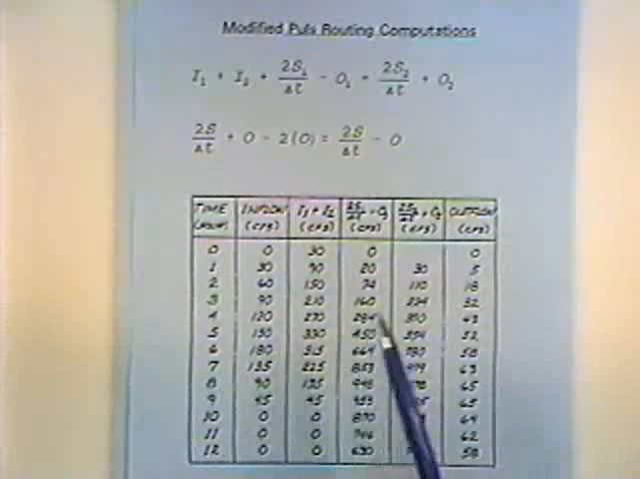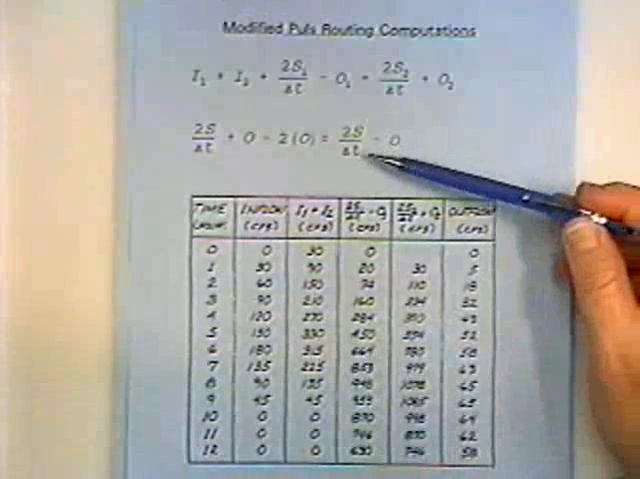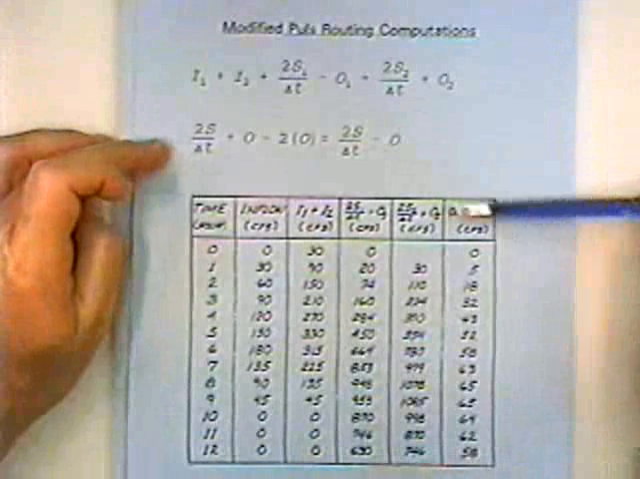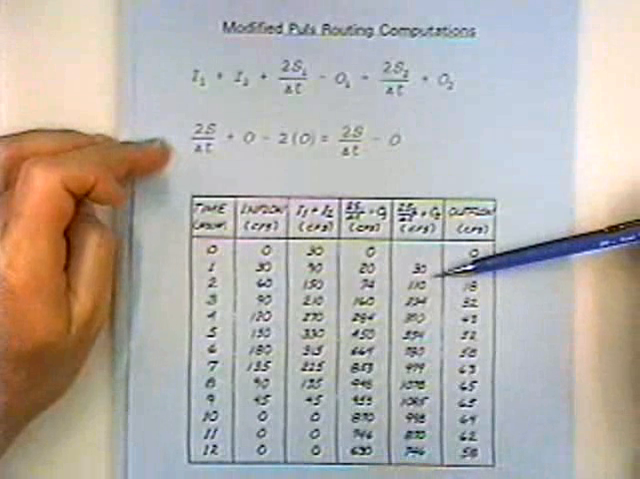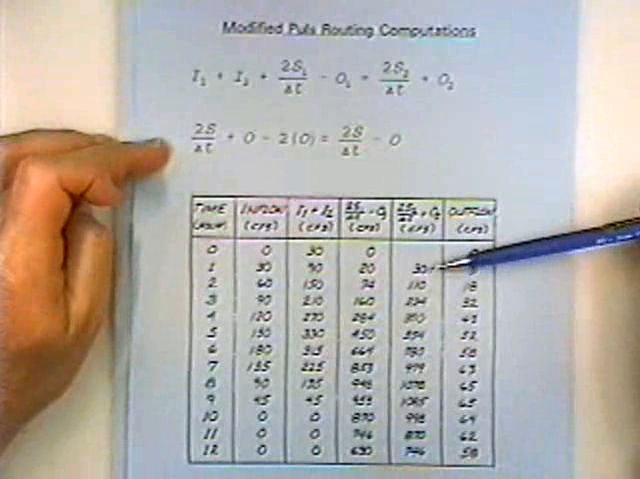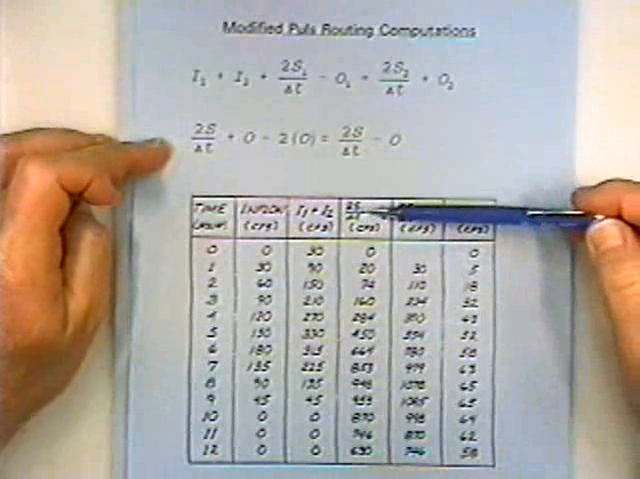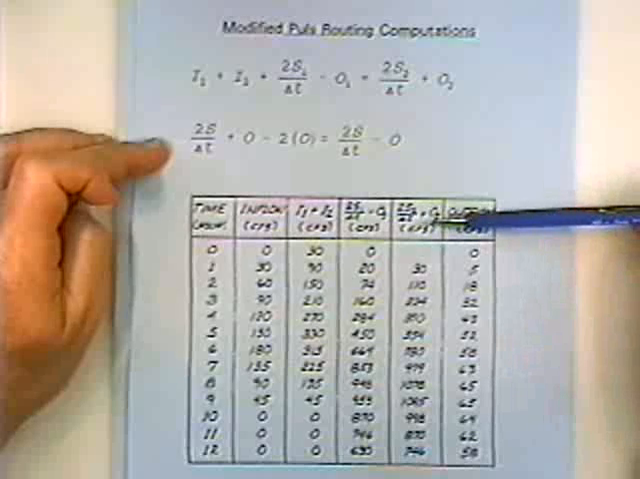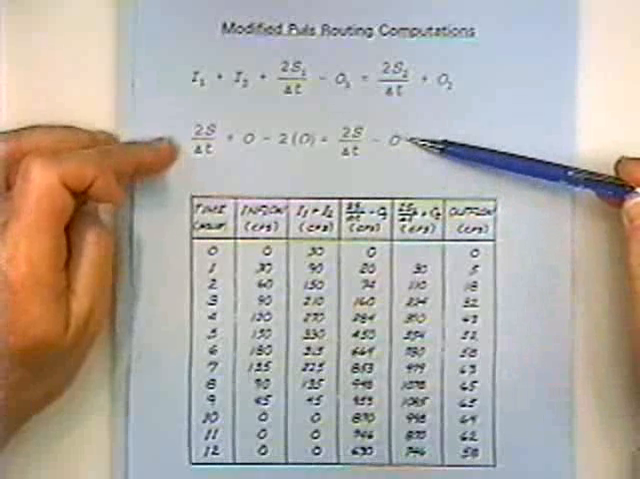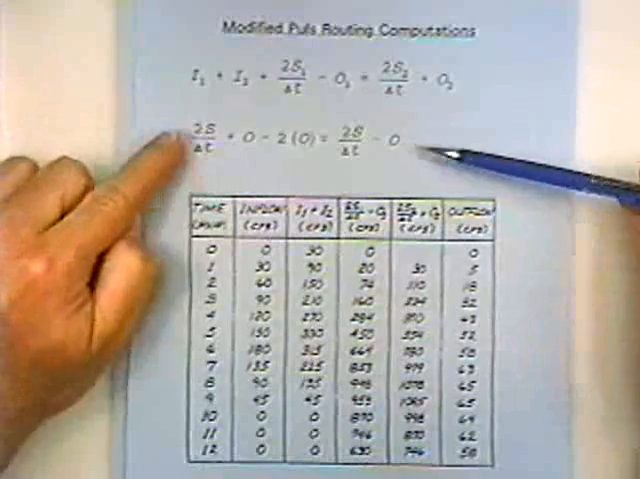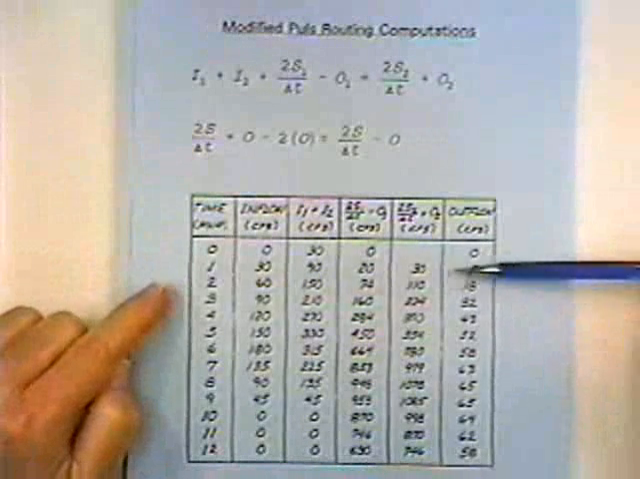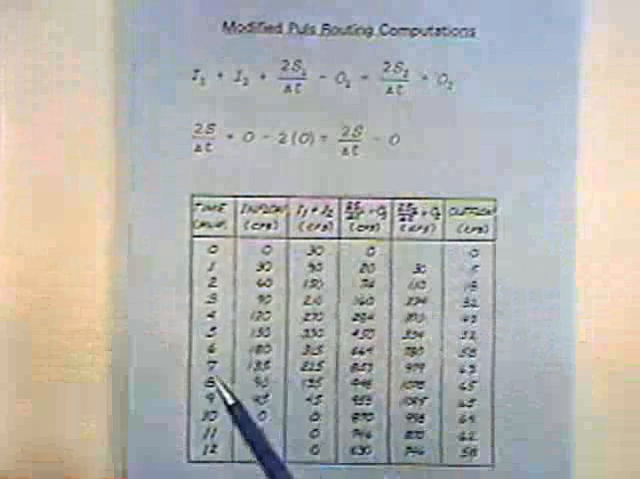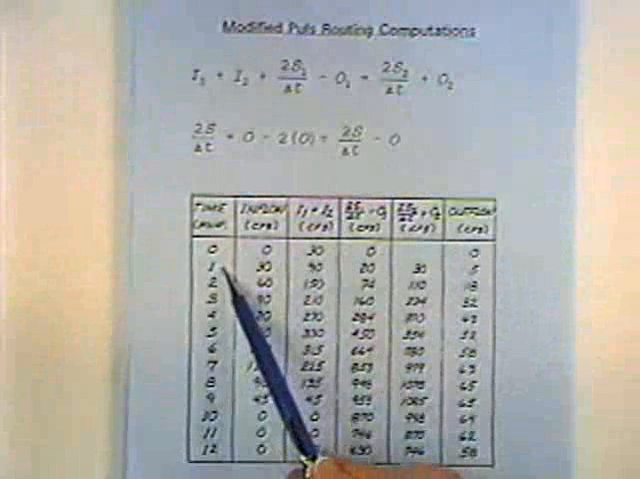Now to do it all over again, we're going to need a 2S over delta T minus outflow, and that comes from this expression. If 2S over delta T plus outflow is 30, the difference between this term minus outflow and the same term plus outflow is just 2 times outflow, as I've expressed here. And so if you just take 30 minus 2 times 5, you get 20. And then you just plug into the equation again. We've got to change the subscripts.